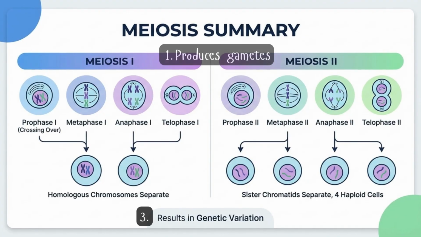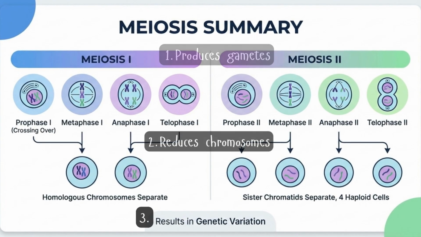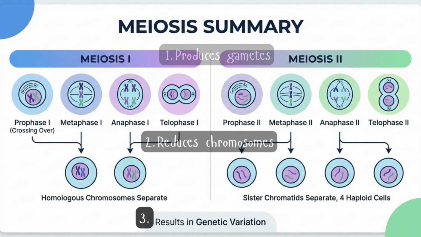To summarize, meiosis produces gametes, reduces chromosome number, and creates genetic variation.